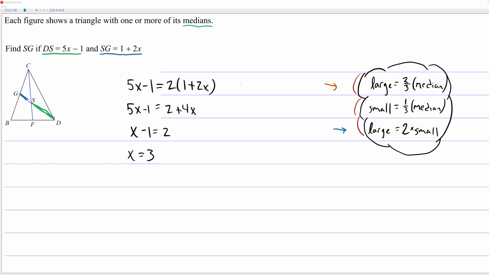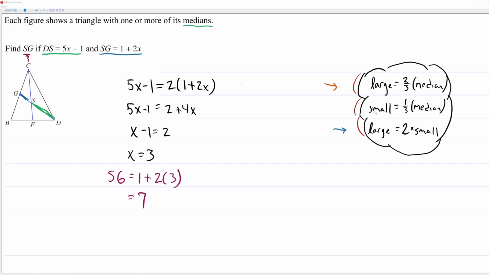Like in a lot of these questions, just be careful. Let's find what was being asked for. We want to find SG. So SG is 1 plus 2 times x, but I know x is 3, so 1 plus 6 is 7. Anyway, that's how you deal with medians.